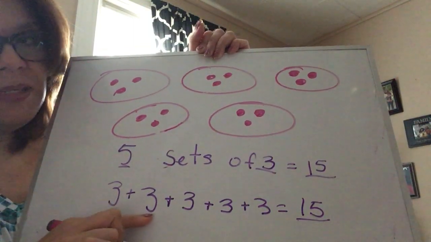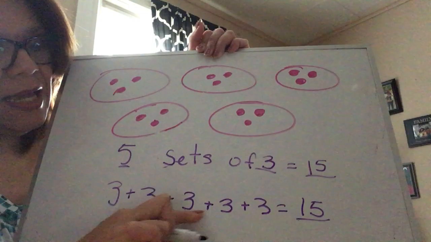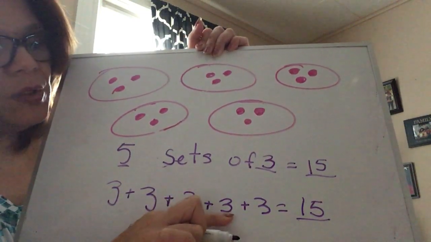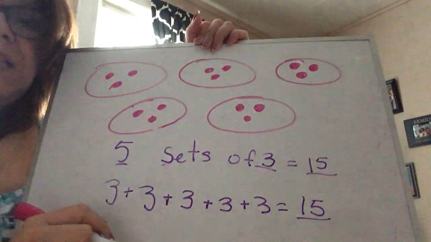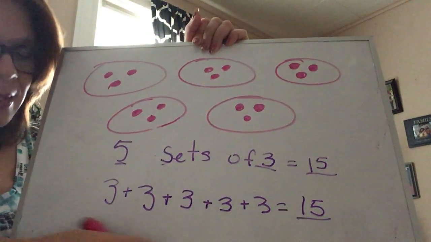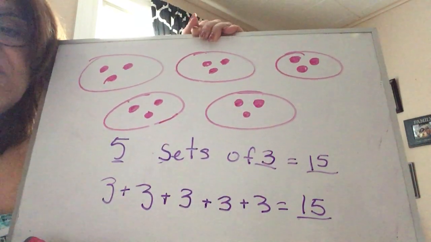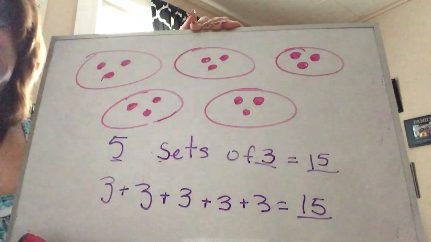3 plus 3 is 6. 6 plus 3 is 9. 9 plus 3 is 12. 12 plus 3 is 15. Now you might be wondering, well, Mrs. Gonzalez, we know how to add. We're multiplying. Multiplication is repeated addition.